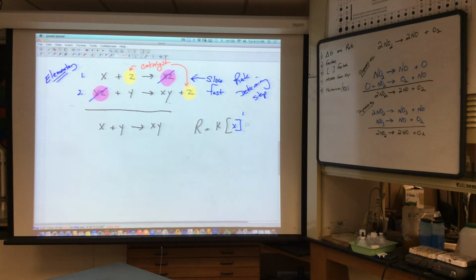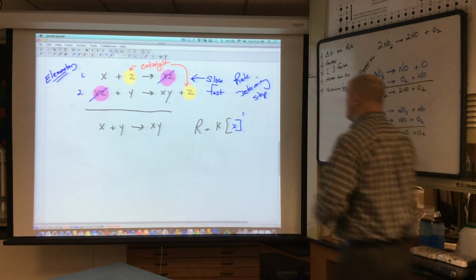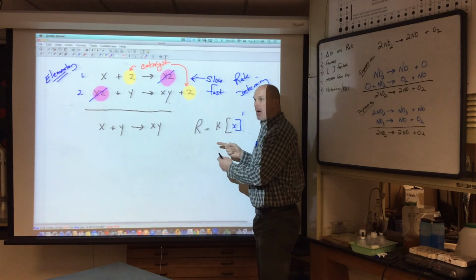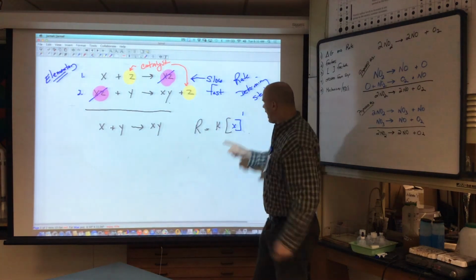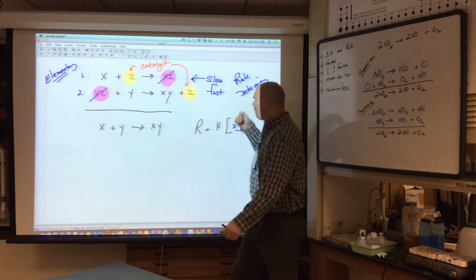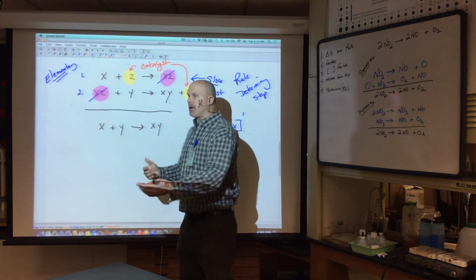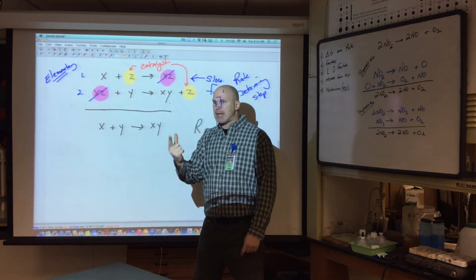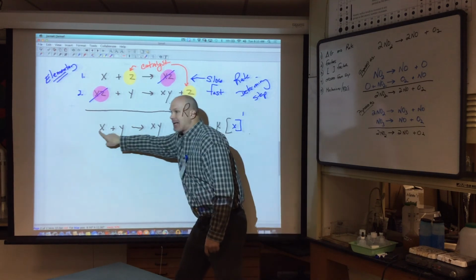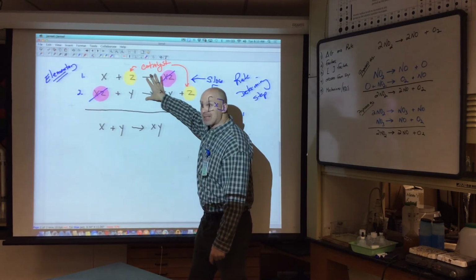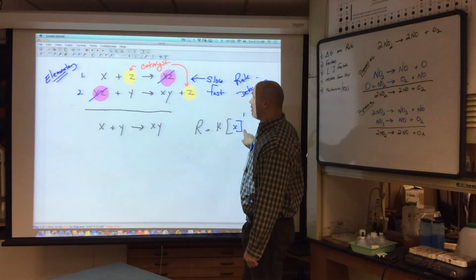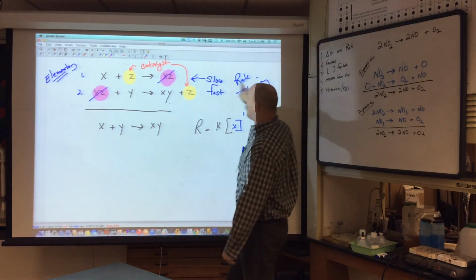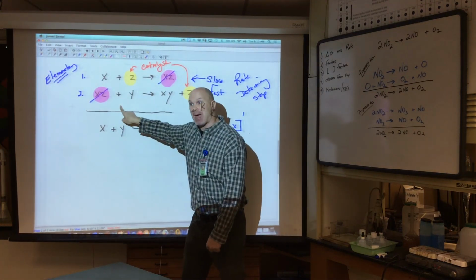So you can write it here if you'd like, Y to the 0, but anything to the 0, of course, is 1. And you can see, experimentally, I found that when I double X, keep Y constant, the rate doubles. Hey, X to the 1. I double Y, keep X constant, no change. That tells me this is not a single step, and this is a possible mechanism. Y is not in the rate order because it's not in the rate determining step of my mechanism.